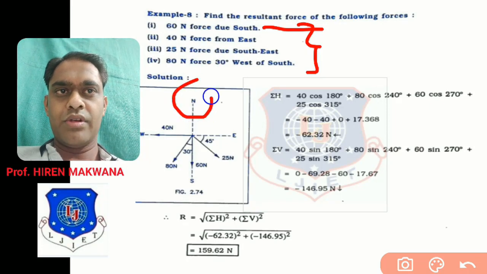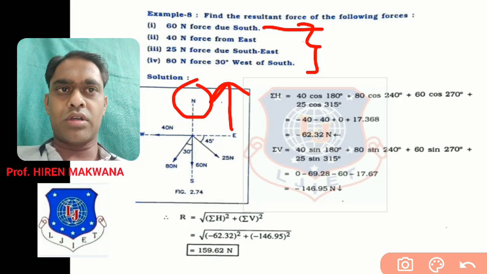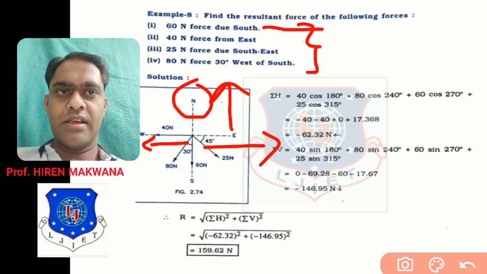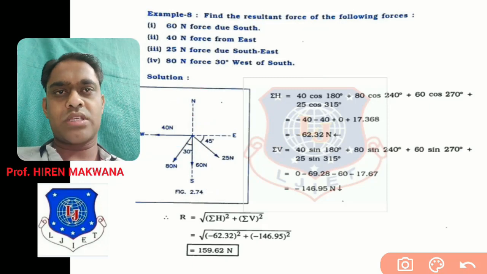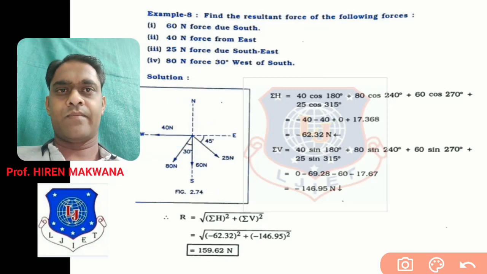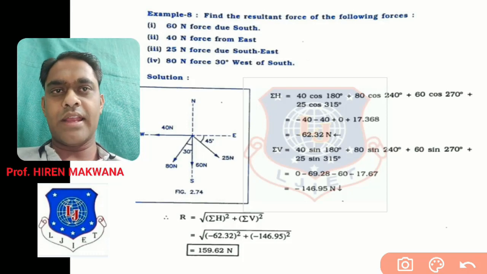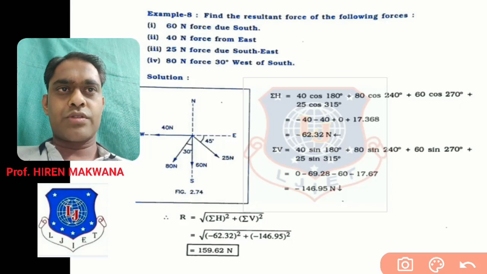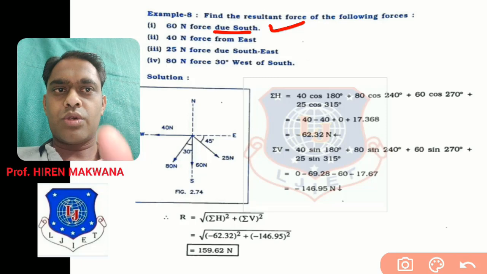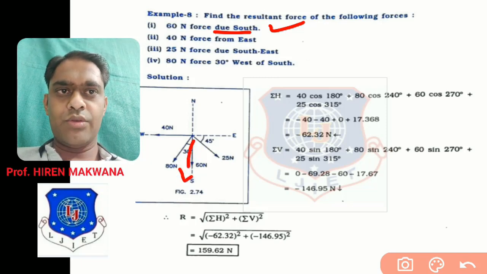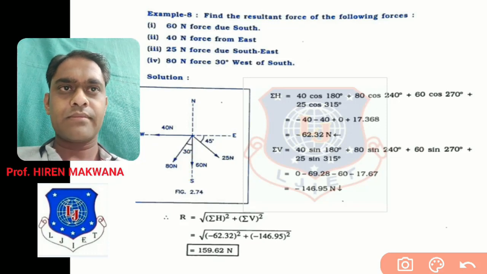Here it is shown on the positive axis north, right side east, left side west, and down side south. So the directions must be known to you on the respective axis: x, negative x, y, negative y. Now first force, 60 Newton force due south. Due south means towards south. So you can check here, towards south 60 Newton force is drawn.